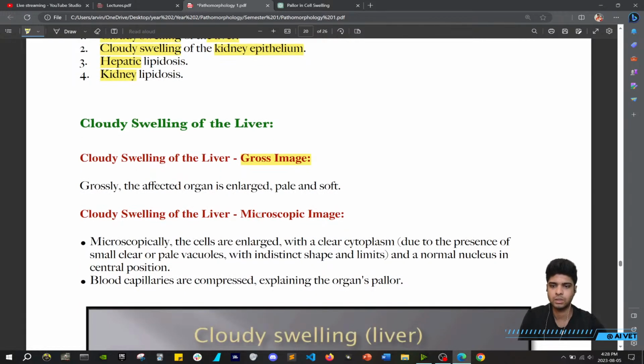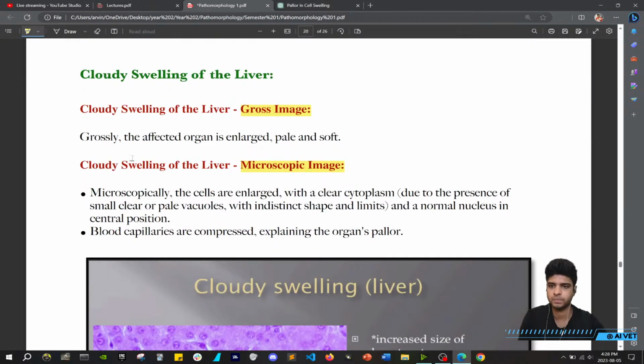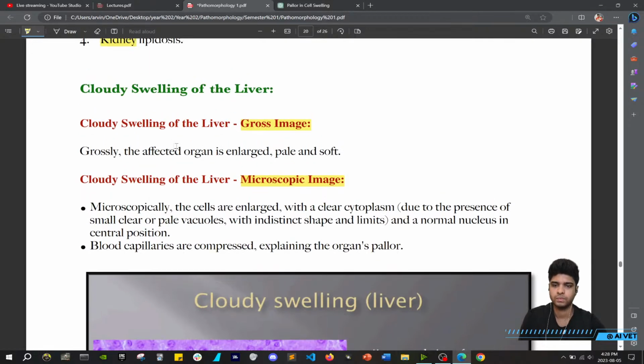Gross image. Enlarged, pale and soft. Okay. So microscopically the cells are enlarged once again with clear cytoplasm due to the presence of small clear pale vacuoles. Okay.